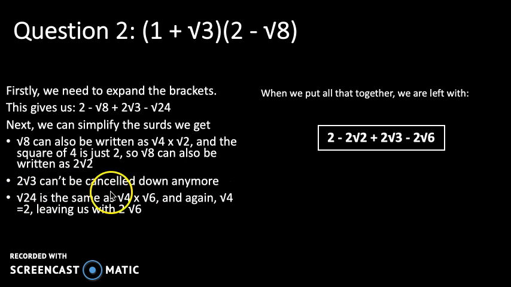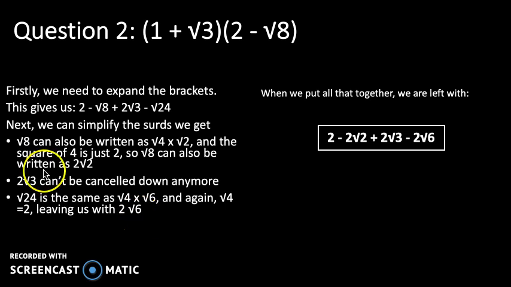The square root of 24 can also be written as the square root of 4 times the square root of 6. And again, we can cancel down the square root of 4 to give us 2, meaning that the square root of 24 can also be written as 2 times the square root of 6.